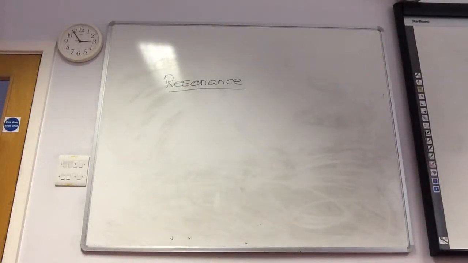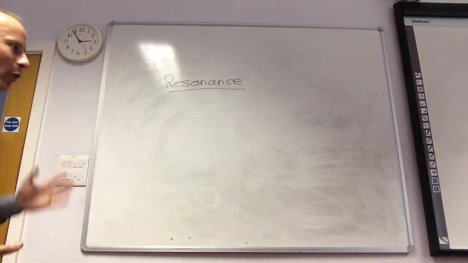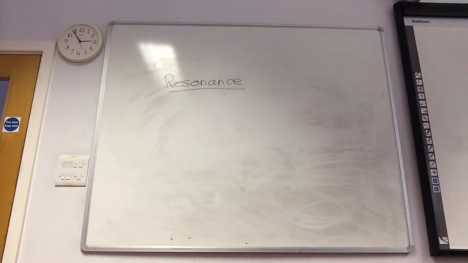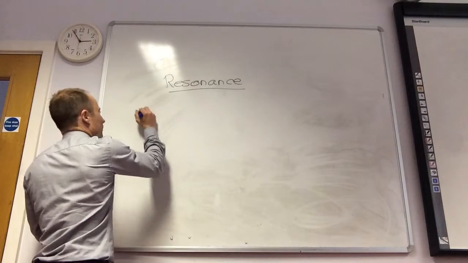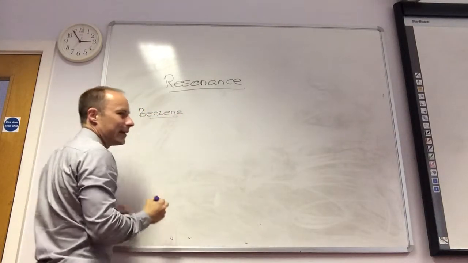We need to get away from this idea in our head that electrons are fixed. Remember, electrons, they're whizzing around molecules. So, to explain resonance initially, we're going to look at our benzene. Benzene explains this idea of resonance quite nicely.